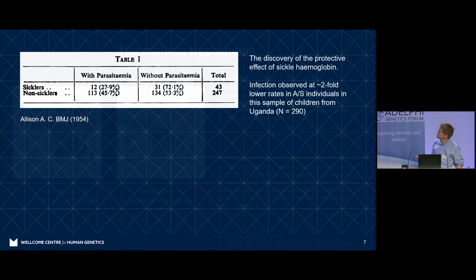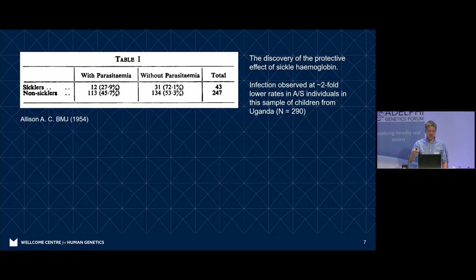So here's data from Anthony Allison's study then, showing the rates of malaria parasitemia in sicklers and non-sicklers. So sicklers here actually means heterozygote carriers, sickle trait, as we might call them. And if you work out the numbers in this table, you'll see that malaria infection was about 2-fold lower in the AS individuals, in the sickle trait individuals, than in wild-type individuals. In this study, in this sample of about 290 children.